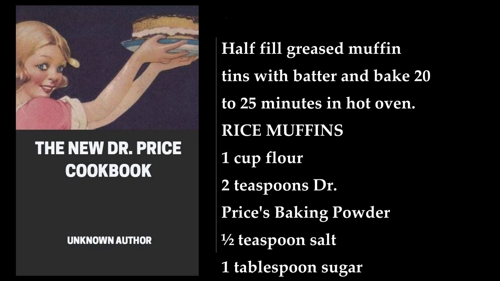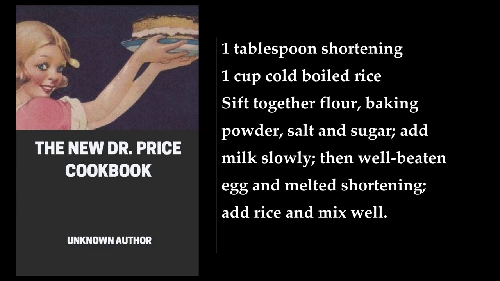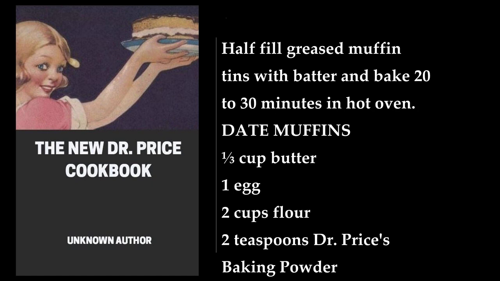Rice muffins. 1 cup flour. 2 teaspoons dry Price's baking powder. 1/2 teaspoon salt. 1 tablespoon sugar. 2/3 cup milk. 1 egg. 1 tablespoon shortening. 1 cup cold boiled rice. Sift together flour, baking powder, salt and sugar, add milk slowly, then well-beaten egg and melted shortening. Add rice and mix well. Half fill greased muffin tins with batter and bake 20 to 30 minutes in hot oven.